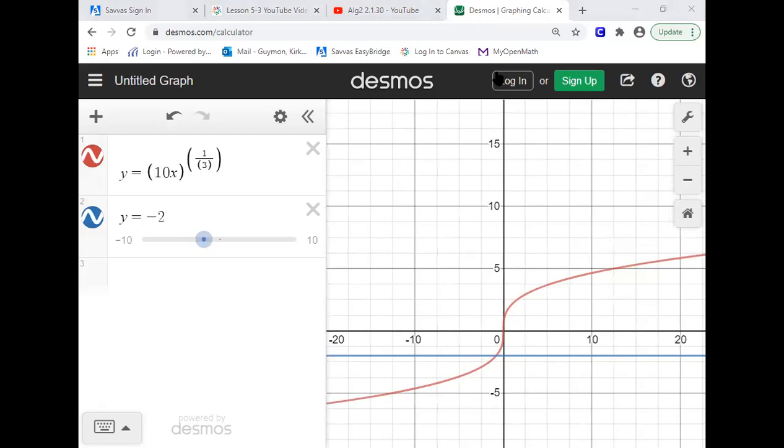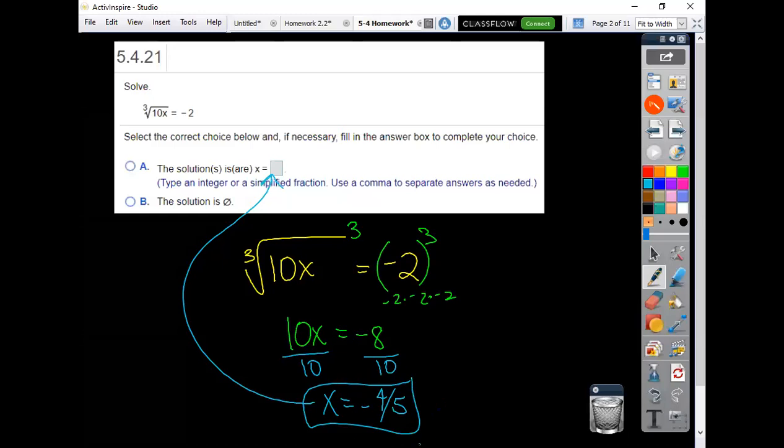So let's go back and take a look. Does that match up with what we came up with over here? A negative 4/5. Sure, that seems very reasonable for a solution.